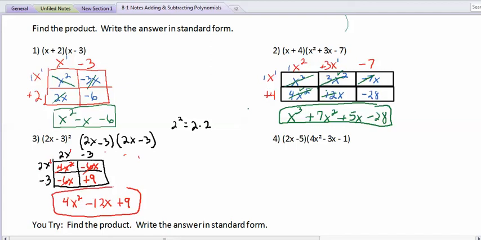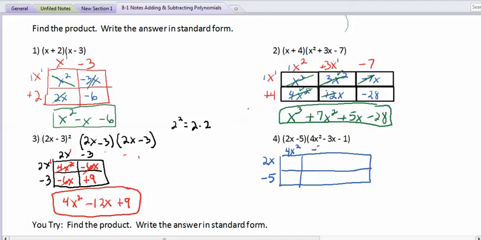Okay, the next one, your box is already done for you. I'm going to go ahead and create a box for myself, and it's going to be a 2 by 3. So I'm going to make it a little bit longer. So here's my 2 over here. My 2 is going to be 2x and a negative 5. Then my box of 3 is going to be this. It's going to be 4x squared on the top, minus 3x, that's my other box, and then a minus 1.